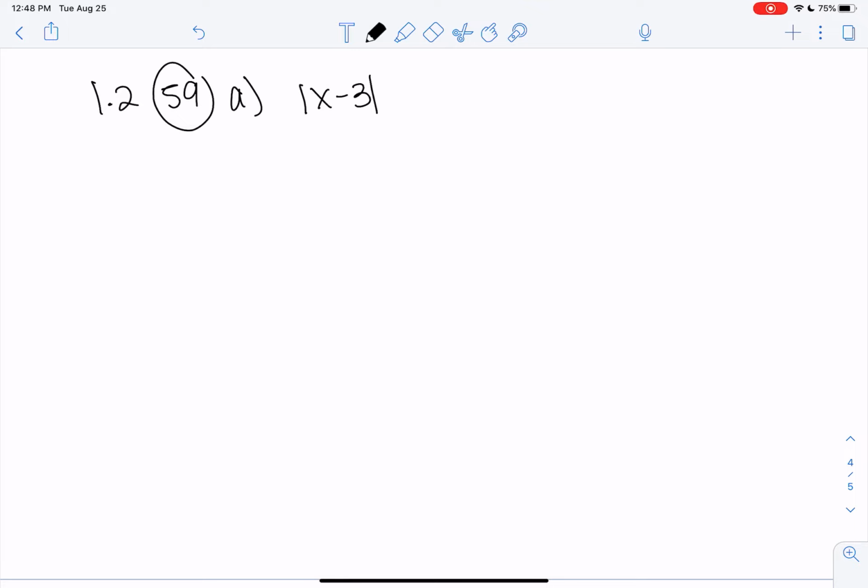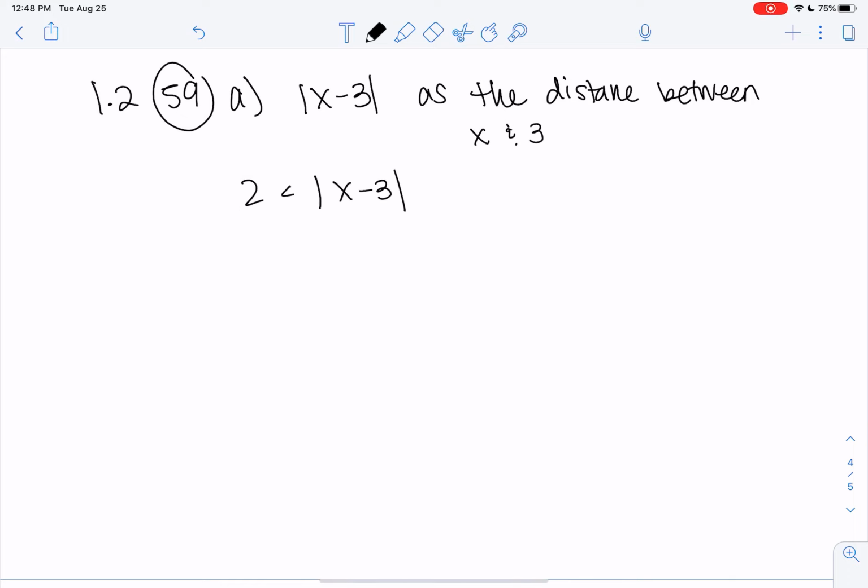Okay, let's look at problem number 59 in 1-2. It says interpret the absolute value of x minus 3 as the distance between x and 3. So the absolute value of x minus 3 means the distance between x and 3. Now we want to interpret that as the distance being in between 2 and 5.